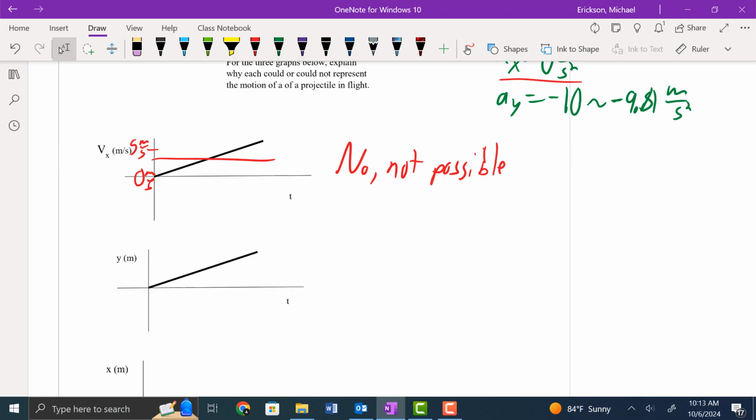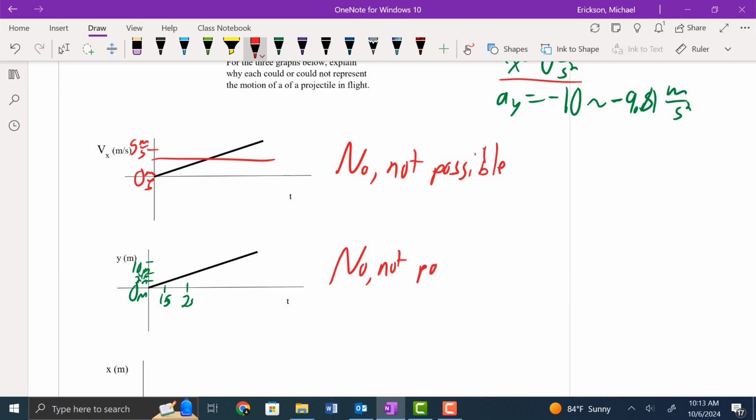Let's go to the y-t graph. Our y-t graph, this is vertical position change. Now, let's say this is 0 meters, and let's say this is 10 meters. Let's say this is 1 meter, and this is like 2 meters, and then this is like, sorry, 1 second, and this is like 2 seconds, and this is like 4 meters. And what I'll notice is that every second it looks like I'm traveling at the same constant speed. So this one's no. It's not possible.